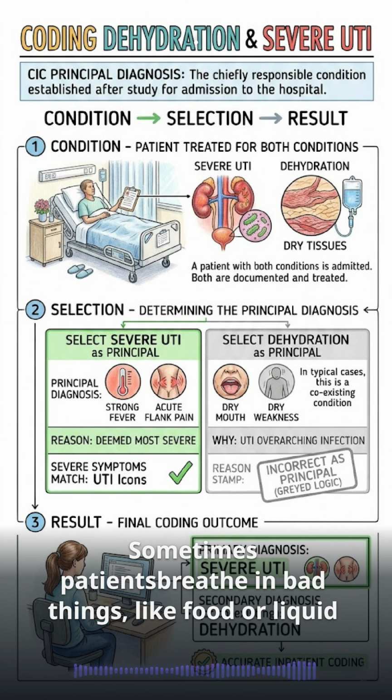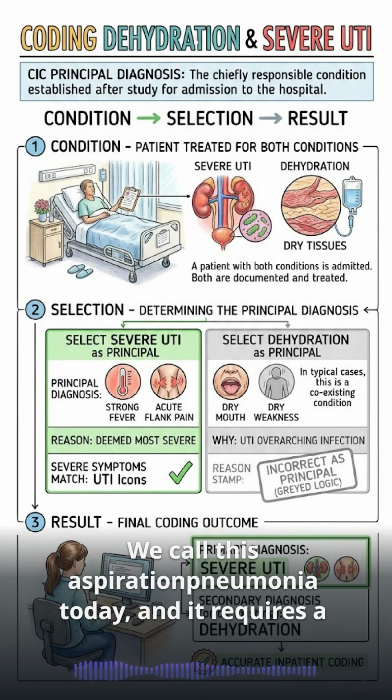Sometimes patients breathe in bad things, like food or liquid into their delicate lung tubes. We call this aspiration pneumonia today, and it requires a different code than regular pneumonia. Do not confuse the two types, because they have very different treatments and hospital costs.